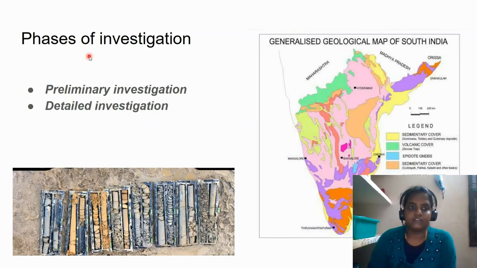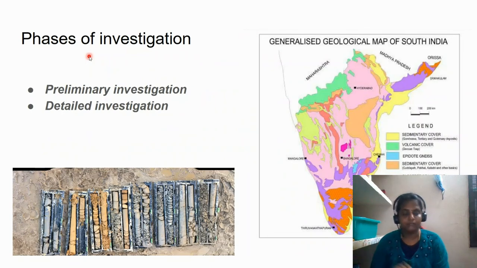So, phases of investigation. You are going to do soil investigation. You have a project. The project, let us keep it as a dam. They are going to construct a dam in our area. So what could be the two phases of investigation? One is the preliminary investigation. The other one is a detailed investigation.